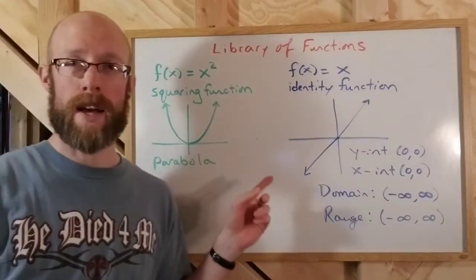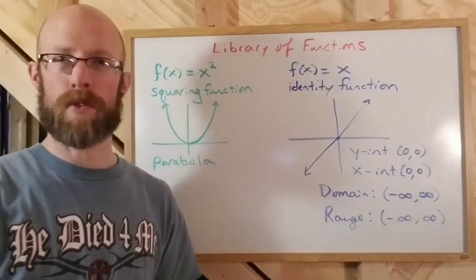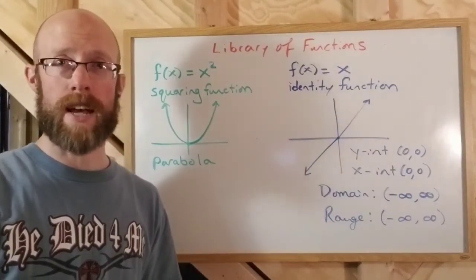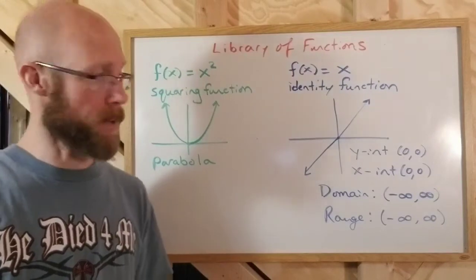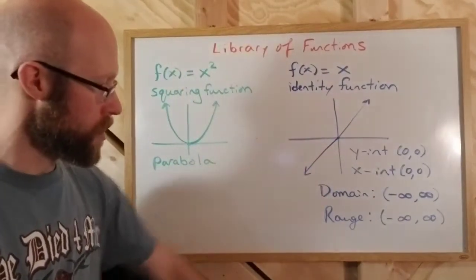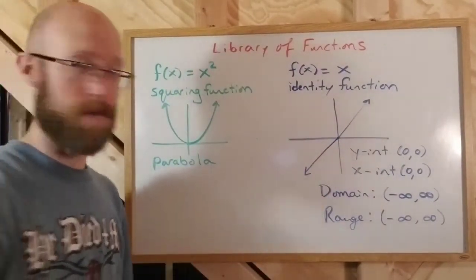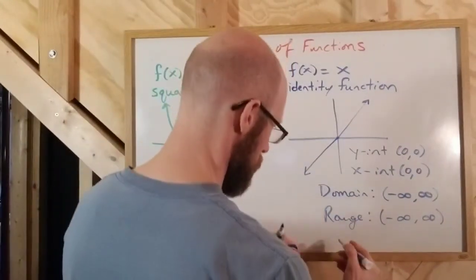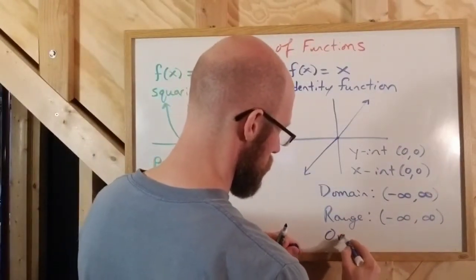This one has some symmetry. Oh, I forgot to mention symmetry in the other ones. The constant function has y-axis symmetry. I should have mentioned that. The identity function has origin symmetry. I should have mentioned that as well. I'll write that on here while I have it up.